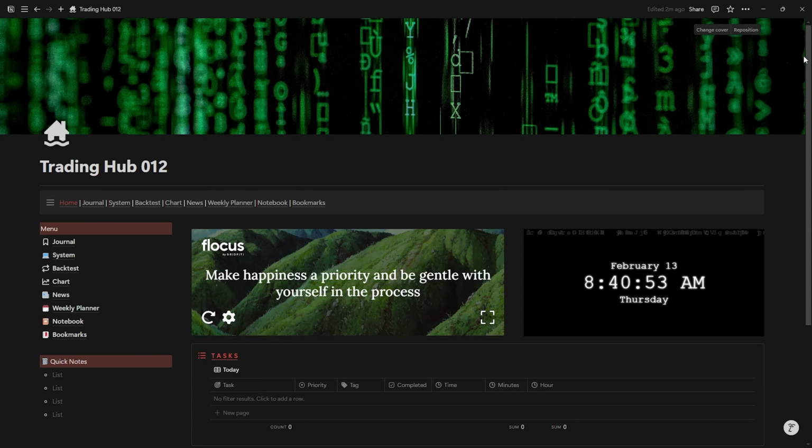This is the template I use when trading. I'll play music in the background to showcase the template, and you can start grabbing the links in the description to download the template.